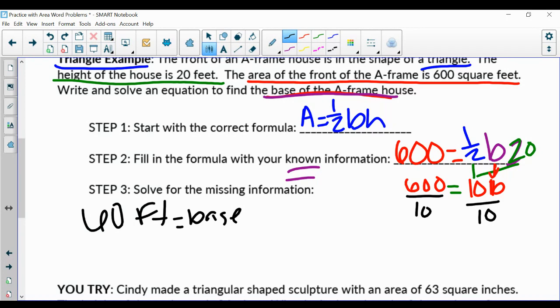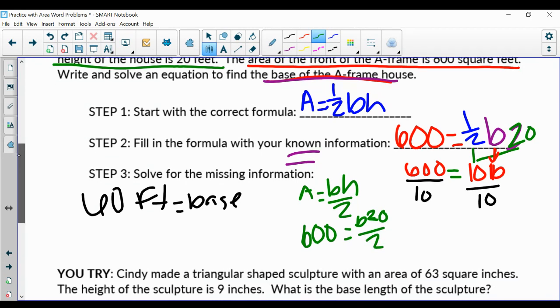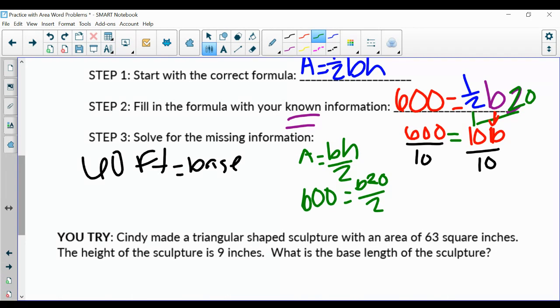All right, so let's go through option number 2, which is the different formula. A equals base times height divided by 2. Okay, so again, fill in with what you know. We know 600 is my area. My base, I don't know. My height is 20 divided by 2. So this is going to be a little more complicated here, okay? Because now we have B times 20 divided by 2.